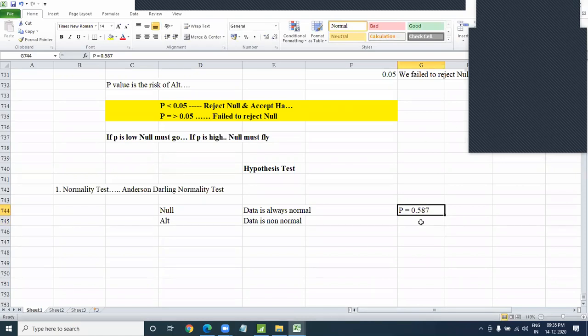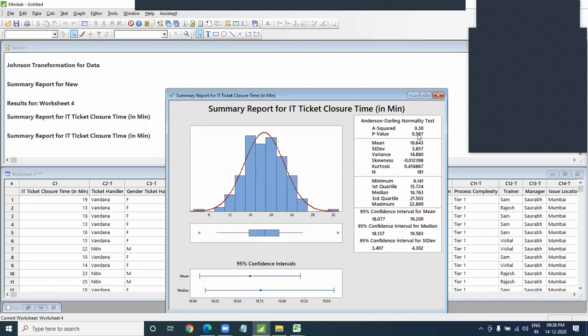Null, thank you. When the p-value is equal or more, that's null, definitely yes. If the null holds, that means the data is normal. This data that I'm looking at is normal. P-value more than that means this data is normally distributed.